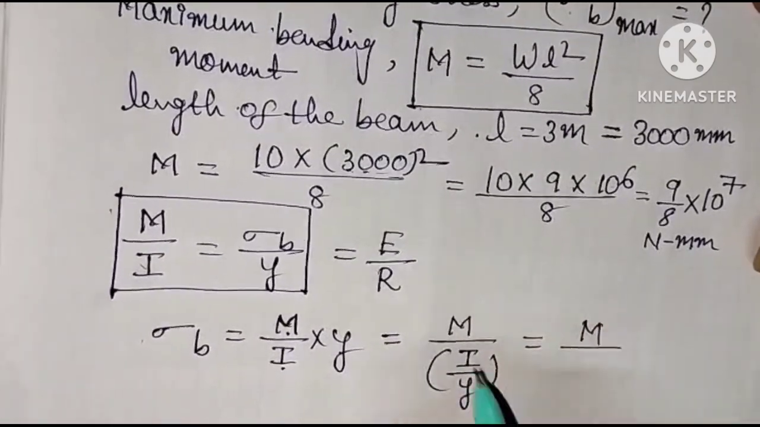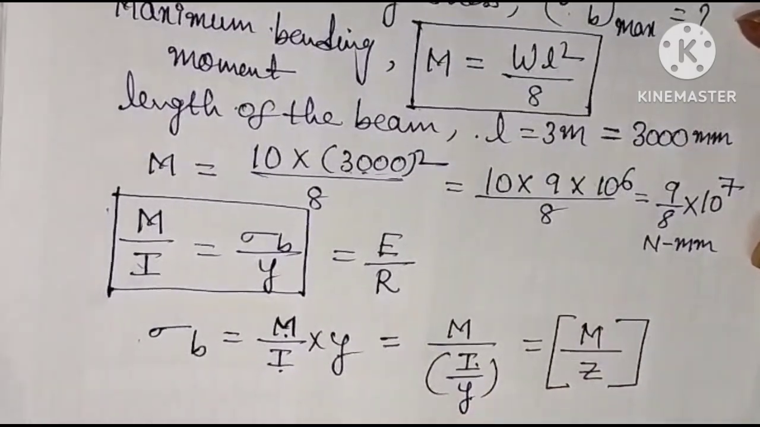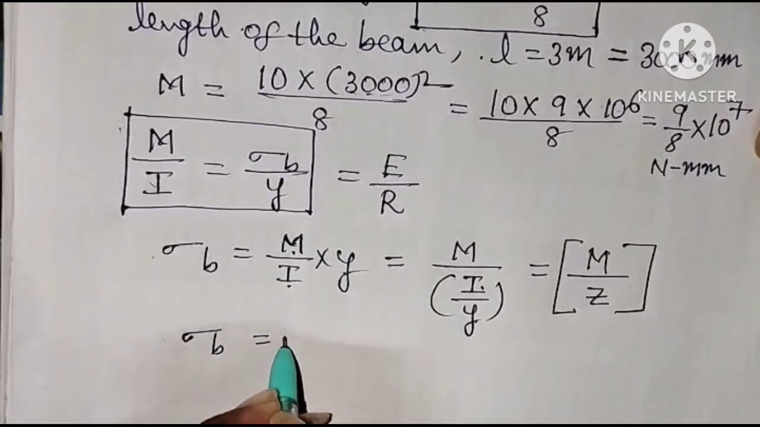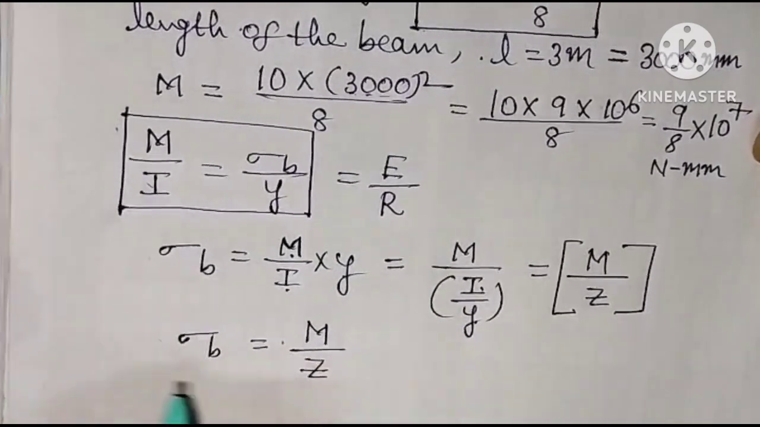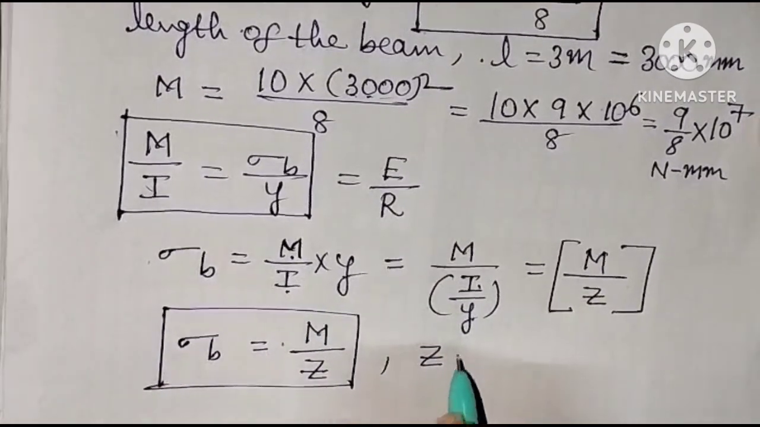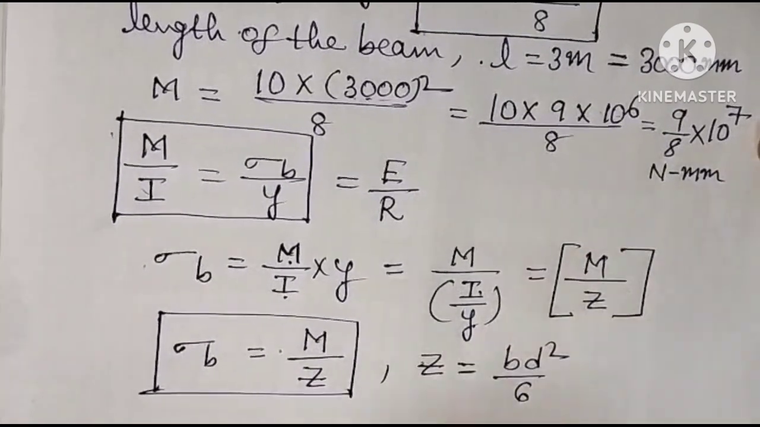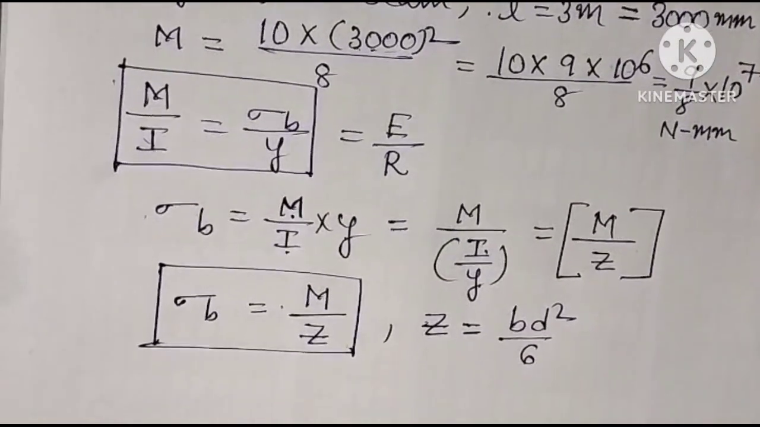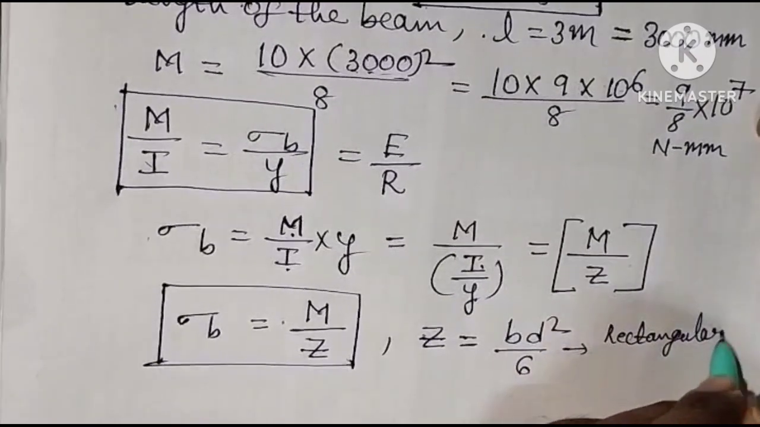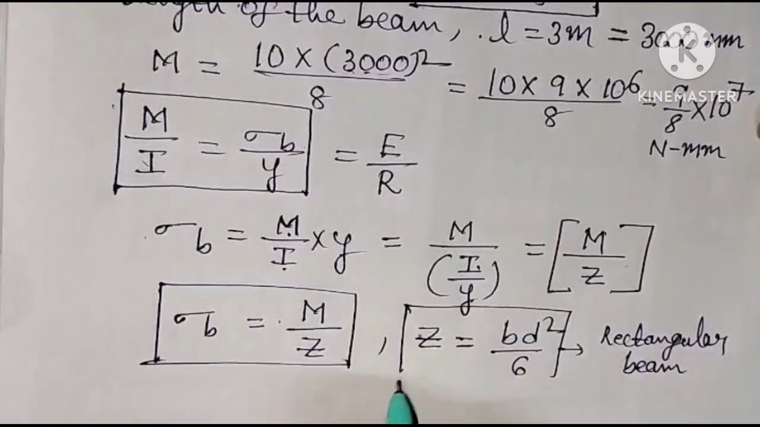I by Y means what? Ratio of I and Y is called section modulus Z. So what is the formula for bending stress? Bending stress is equal to bending moment by section modulus. In case of rectangular cross section or rectangular beam, the formula for section modulus is Z equal to B D square by 6.